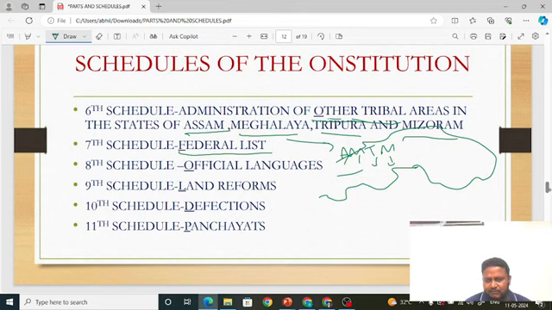Separation of powers we will learn in a different chapter. That is separation of powers between legislative, executive and judiciary. That is different, friends. I am talking about vertical division. Separation of power is horizontal division of power. This is vertical, that is from union to states. How is it divided?